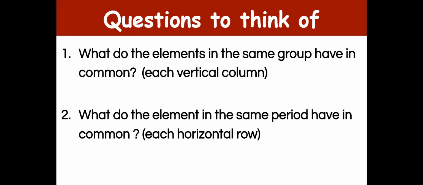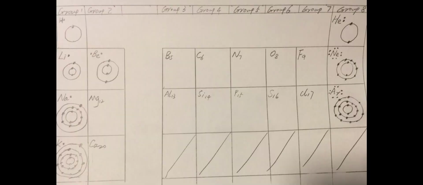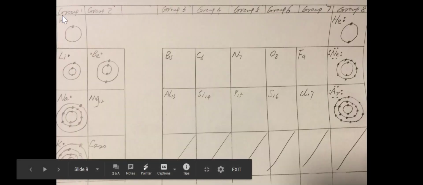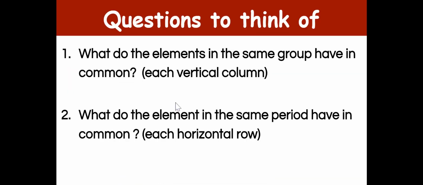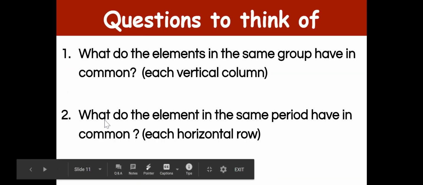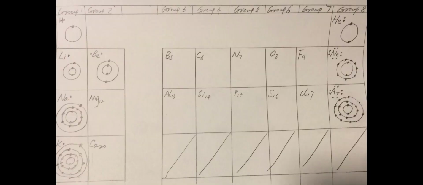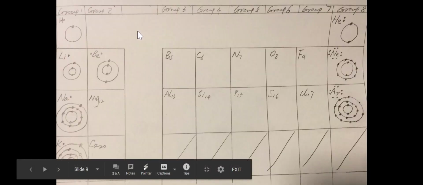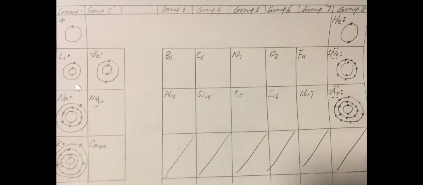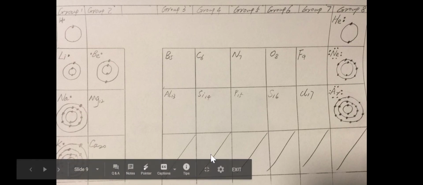At the end, I need you to think of 2 questions. What do the elements in the same group have in common? The group is talking about the vertical column, which means this is one group, this is another group. What do they have in common? And then the next thing you want to think about is, what do the elements in the same period have in common? The period is talking about the horizontal side, this side. This is period 1, period 2, period 3, period 4.